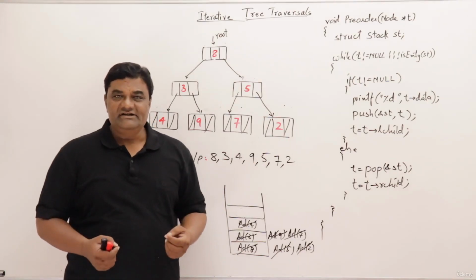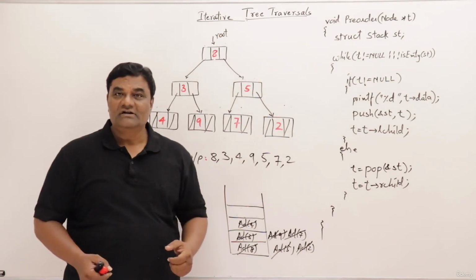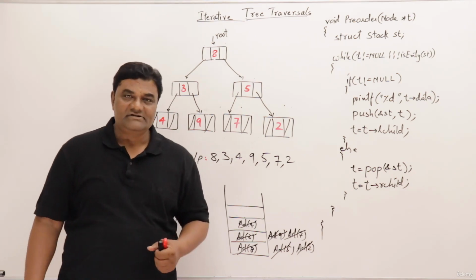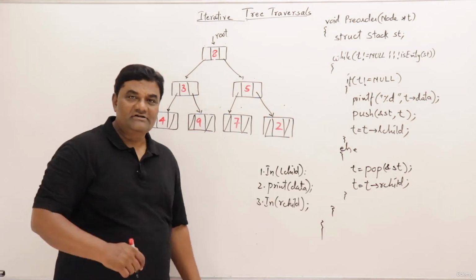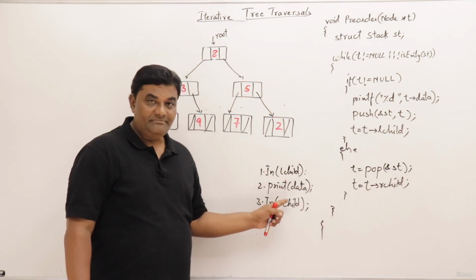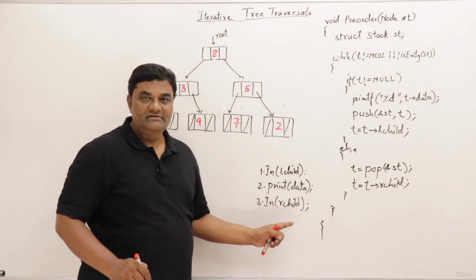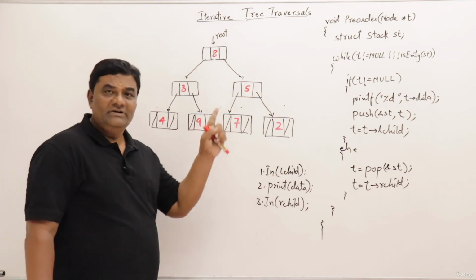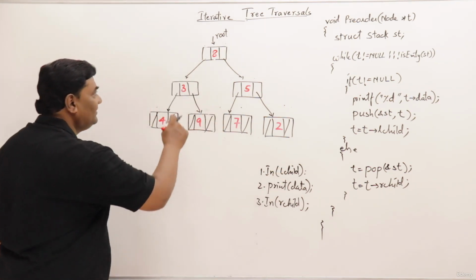Next, with a small change, I can convert this procedure for in-order traversal. So let us look at in-order traversal. In-order traversal says first go to the left child, then print, then go to the right child. So left, root, right, that's how we read it. Let me quickly trace this and show you.